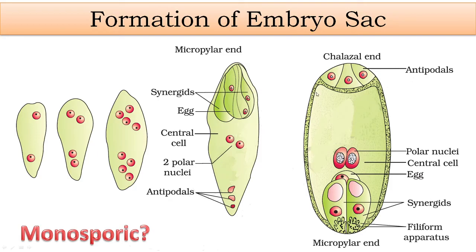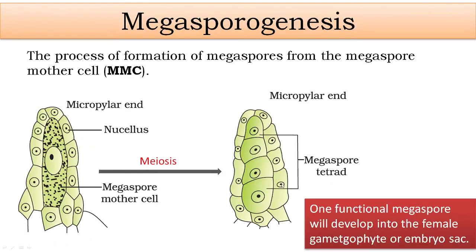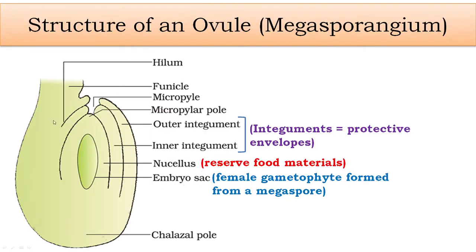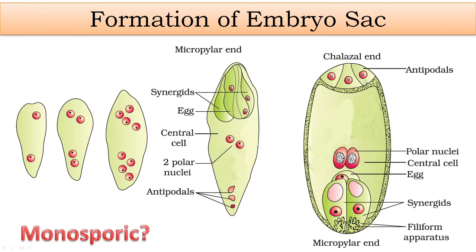Okay, so ultimately if you look at the structure of the embryo sac, this is a mature embryo sac. This structure is very important again, right? One important structure was the structure of an ovule. Another important structure is the structure of the embryo sac. So in the embryo sac you can clearly see that at the chalazal end, we have got antipodals. There are 3 cells over here, right? These are called antipodals.